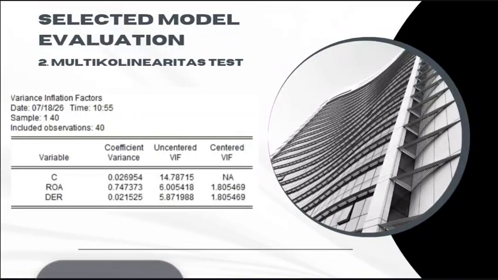Second, I checked for multicollinearity using the variance inflation factor, or VIF. The centered VIF values for the independent variables are both under 2, which is well below the common threshold of concern, meaning the independent variables aren't overly correlated with each other, so multicollinearity isn't a problem here.